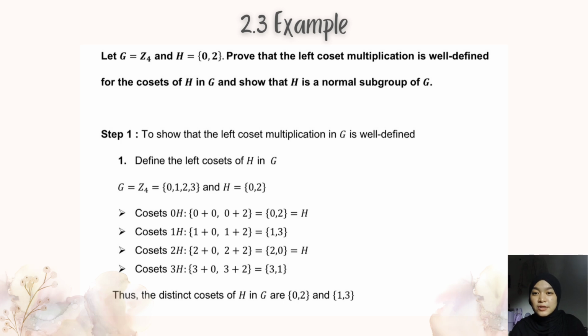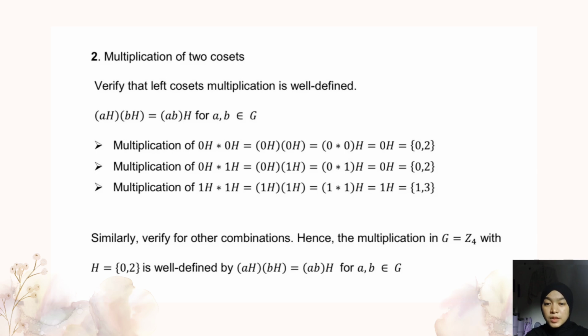Okay, to determine the distinct cosets, we focus on whether each coset contains entirely different elements from previous cosets, such as 0H is equal to {0, 2}, 1H is equal to {1, 3}, 2H is equal to {2, 0}, which is identical to 0H, and 3H is equal to {3, 1}, which is identical to 1H. Thus, we can conclude that the distinct cosets of H in G are {0, 2} and {1, 3}. Next is by checking coset multiplication is well defined. We now check whether multiplying two cosets gives a consistent result.